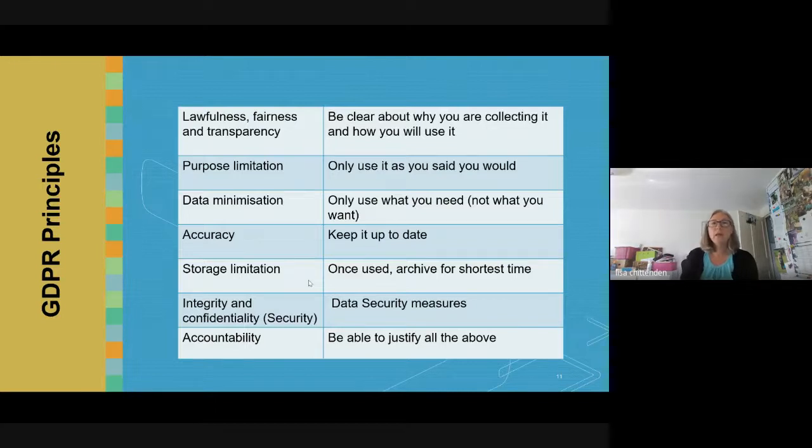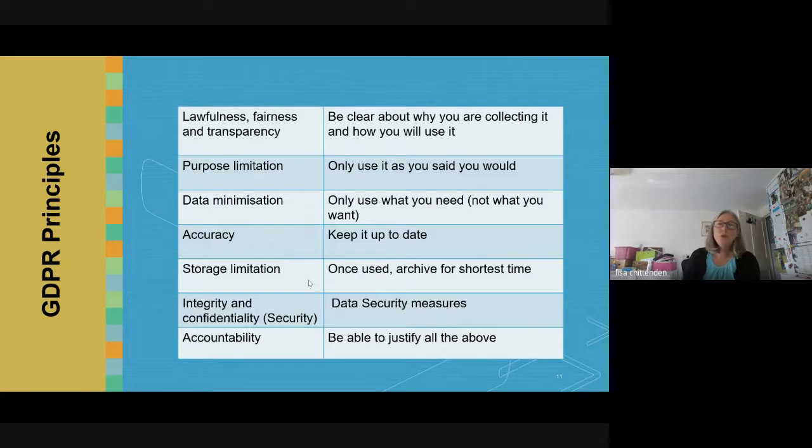So firstly, lawfulness, fairness and transparency goes back to the consent piece. Is it clear about why you're collecting the information and what you're going to use it for? In any wording you have that collects data, just be really clear. We're collecting it for a newsletter. We're going to collect it to market to you. We're going to do research with your data, whatever it may be.